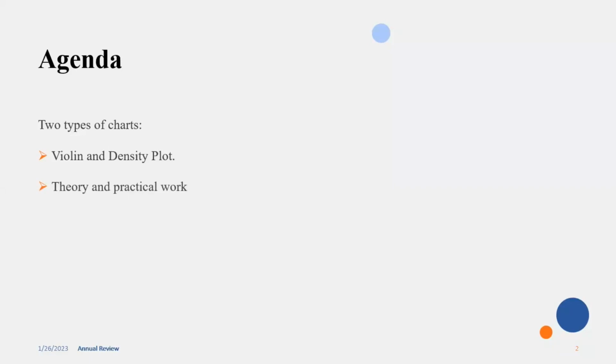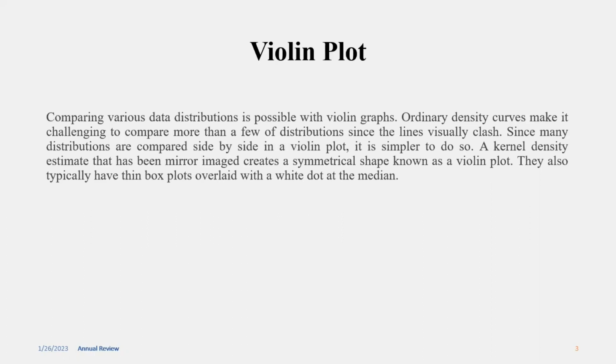So let's get started. What is actually a violin plot? Comparing various data distributions is possible with violin graphs. An ordinary density curve makes it challenging to compare more than a few distributions since the lines visually clash. Since many distributions are compared side by side in a violin plot, it's simpler to do so. A kernel density estimate that has been mirror imaged creates a symmetrical shape known as a violin plot. They also typically have thin box plots overlaid with a white dot at the median.